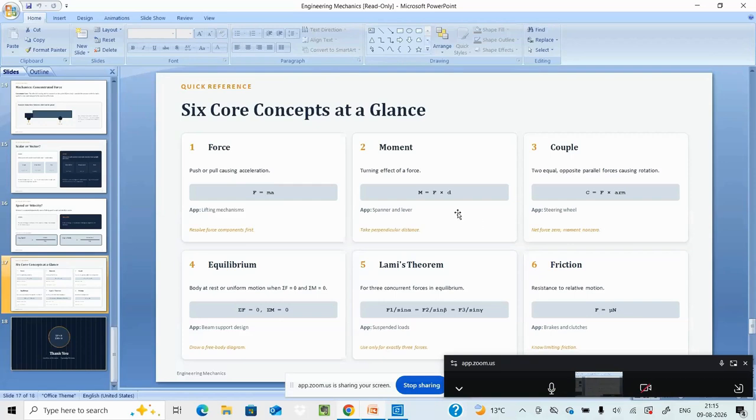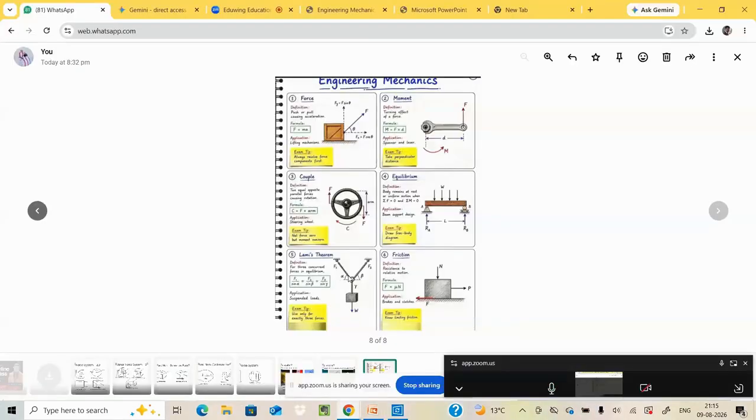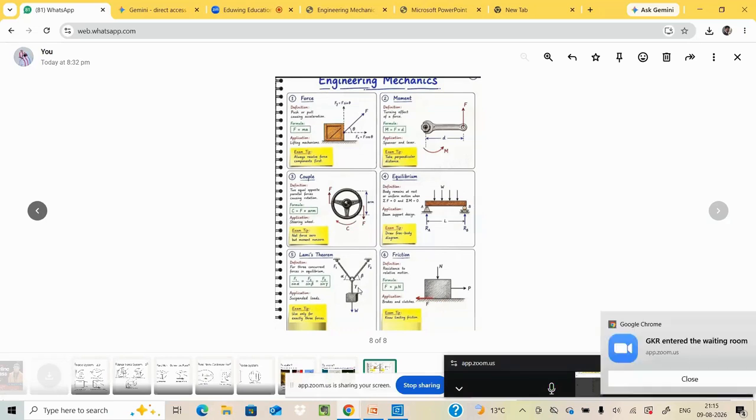Can you repeat for me about Lami's theorem? Lami's theorem, I'll show with the diagram. When two or more forces are acting at a particular point, they are concurrent forces. Here is the point where F1 is acted, F2 is acted, and even the weight is acted downwards on the same point.